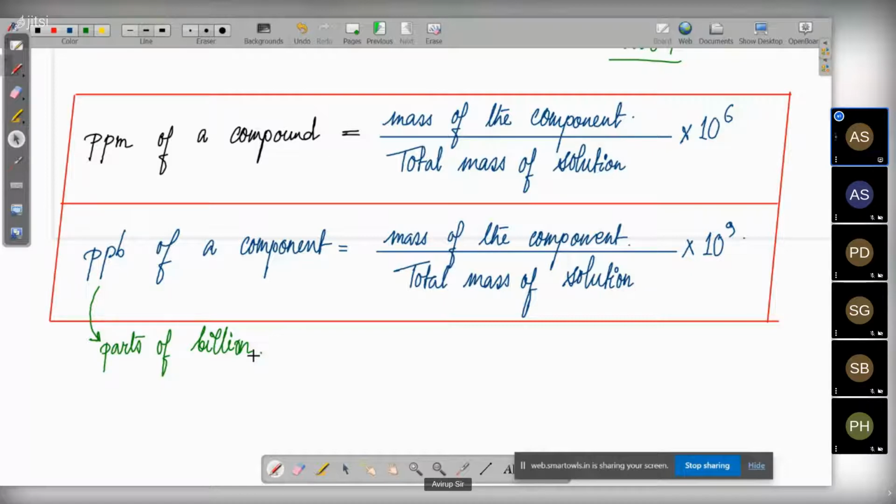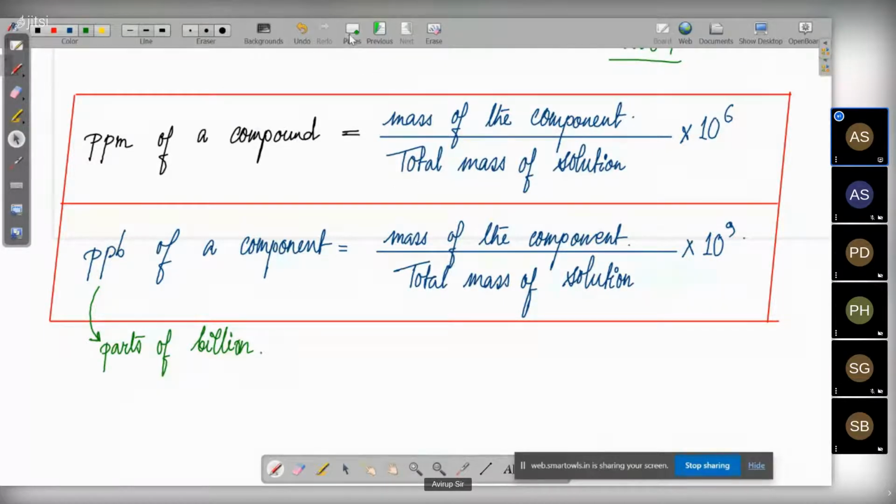So is it clear to everyone? The basic idea behind this, is it completely clear to everyone, of why you are using the unit parts per million? Hello, can you hear me, everyone? Yes, sir. Okay. How many are there in the class at this moment? 5.